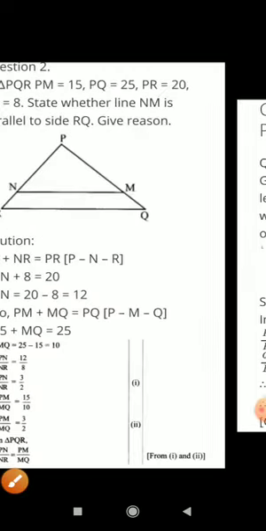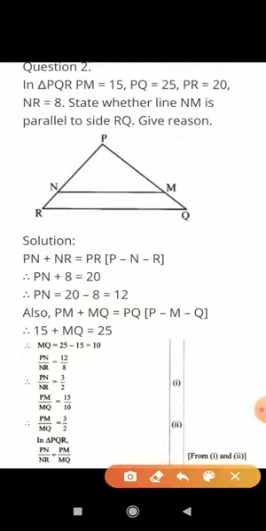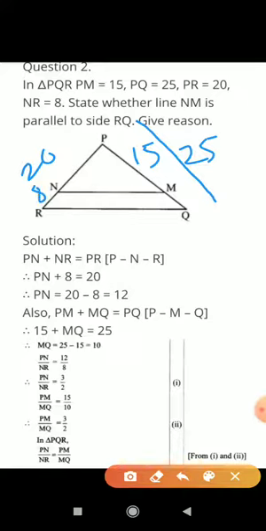Then question number 2. In triangle PQR, PM is given. So see, PM is 15. Then PQ is given, that total distance PQ is 25. PR is 20, this total PR is 20, and NR is 8. State whether line NM is parallel to side RQ and give the reason.